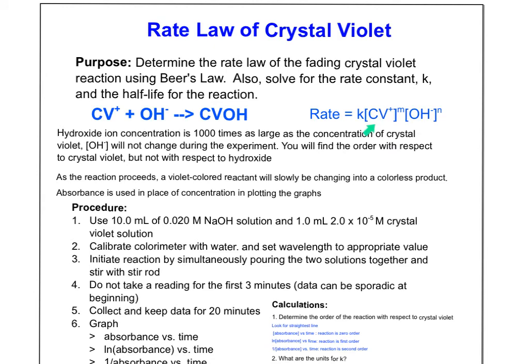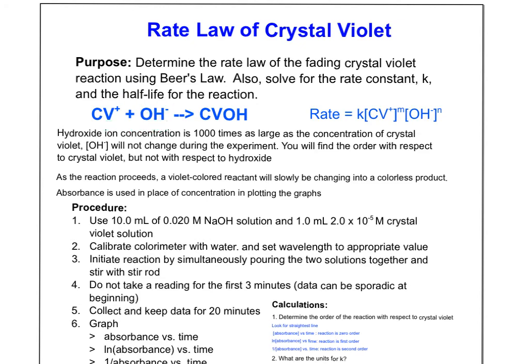Here's why. The hydroxide concentration was over 1,000 times larger than the crystal violet. So basically we said, okay, if this is 1 mole and this is 1,000 moles, and we do minus x for stoichiometry, we're not really using up that much of this. It's not really changing that much. Kind of like a differential rate law, right? If we hold something constant, we know it's not impacting the rate. So we called it a pseudo first order rate law because we ignored this since it was so much larger than this.